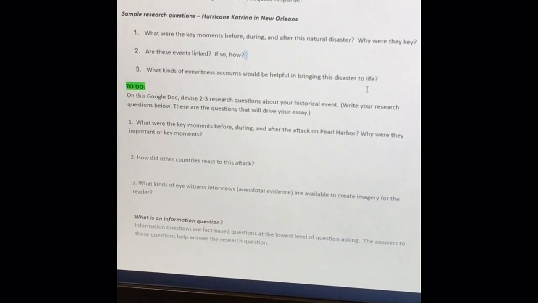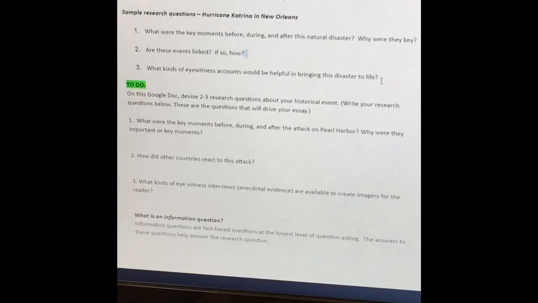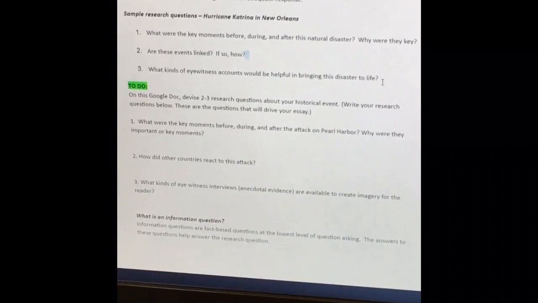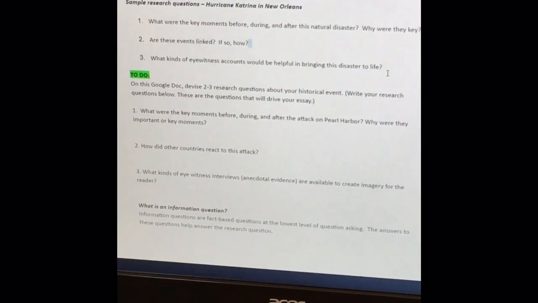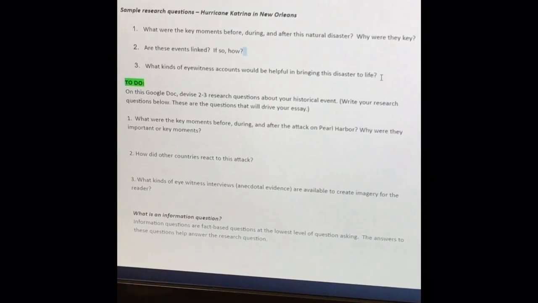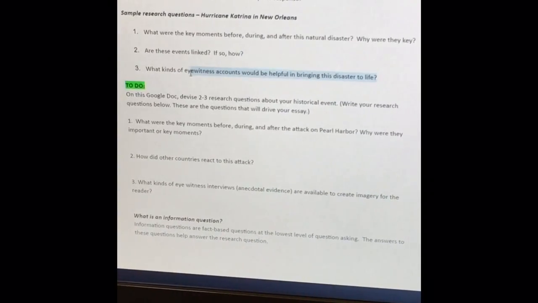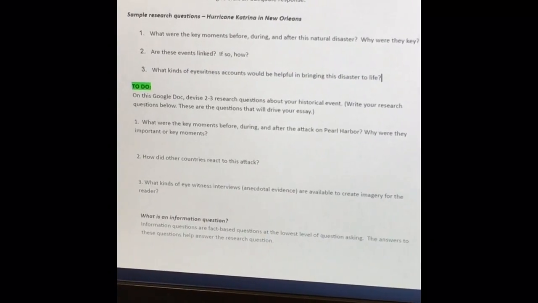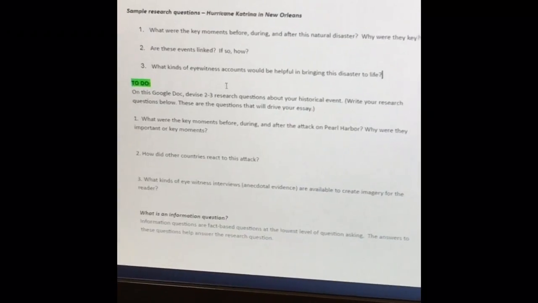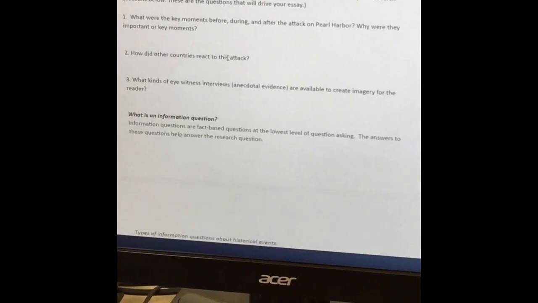And then number 3, what kinds of eyewitness accounts would be helpful to bringing this disaster to life? Remember we talked about the paragraph that had lots of description? We want to make it so that our reader is able to see in their mind that image. We want to be using sensory details. So how do we do that? We bring in eyewitness accounts. This is your anecdotal evidence. So those are some examples of what your questions could be like.